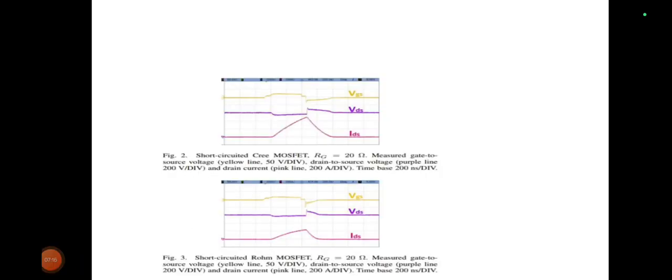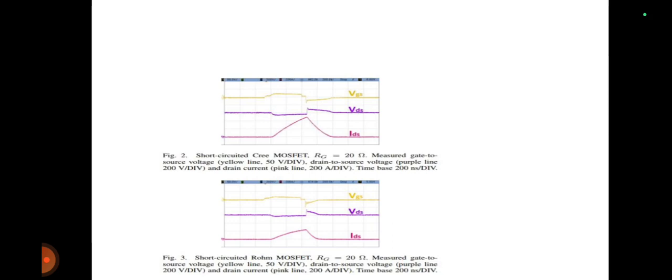So here we can see the graphs in the first figure. Short-circuited MOSFET, resistance was 20 ohms. Measured gate to source voltage, yellow line, 50 volt per division; drain to source voltage, purple line, 200 volts per division; and the drain current, pink line, 200 per division, time base 200 nanoseconds per division. So here in the first one, the voltage VGS and VDS, and the current, we can see in the initial stage it was constant, and then it is going upwards and then it is coming downwards.